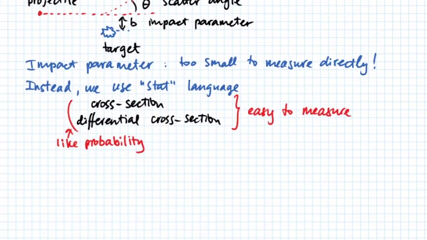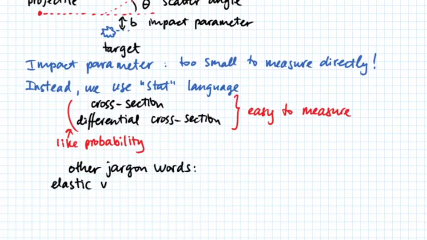Some other jargon words that you'll encounter for collisions. First, elastic versus inelastic collisions. In other words, does it change the overall kinetic energy or not? If it doesn't, then we deal with elastic collisions.